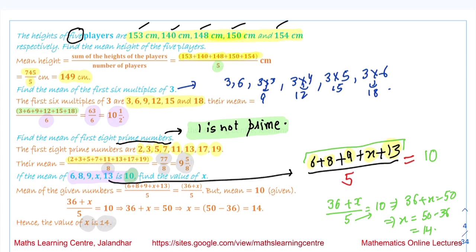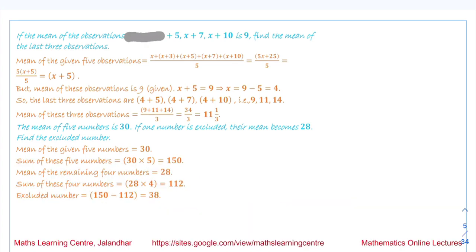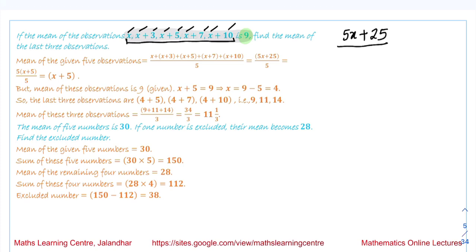Next we have, if the mean of the observations x, x plus 3, x plus 5, x plus 7, x plus 10 is 9. Again, this is the value of the mean that is given, and these are the observations. So when we add all these values, we get x plus x plus x plus x plus x. So how many x do we have? It is 5x plus 3 plus 5 plus 7 plus 10, so it is 25, and the number of terms we have is 5, and their mean is 9.